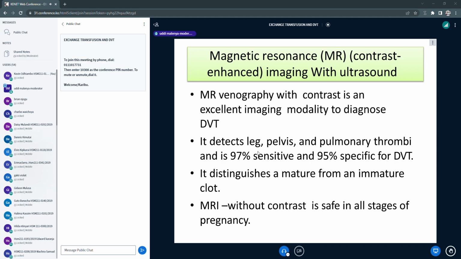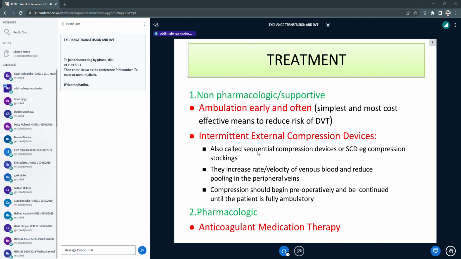You can also do your magnetic resonance imaging together with contrast. This one usually gives a very clear picture that can help you diagnose DVT in the leg, pelvis, and pulmonary thrombi. It's usually 97% sensitive and 95% specific for DVT. MRI without contrast is safe in all stages of pregnancy, but MRI with contrast cannot be used in pregnancy.